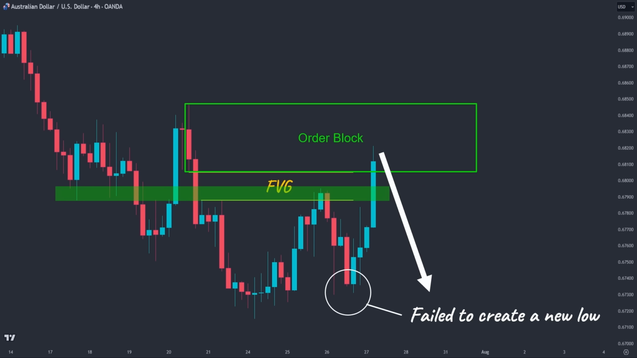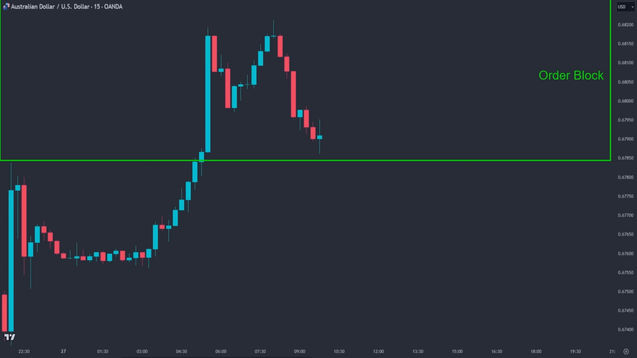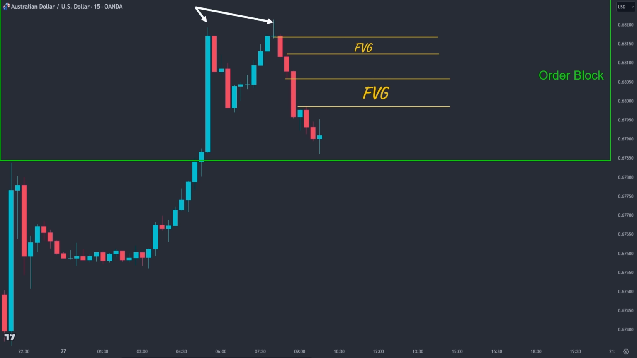As we mentioned earlier, this is a 4-hour zone, so we need to zoom into the 15 minutes to execute the trade if we get the opportunity. Here on the 15 minutes, we have a double top reversal pattern rejecting this area. We have a drastic bearish move to the downside that created an imbalance.